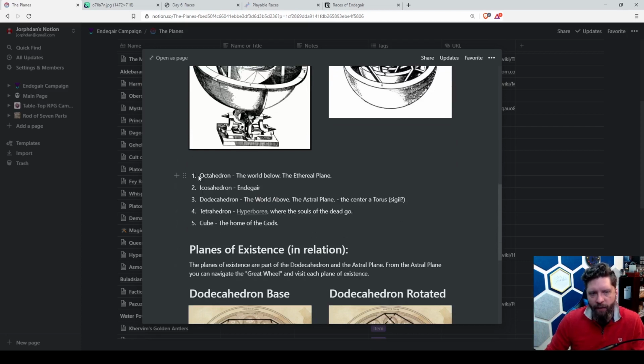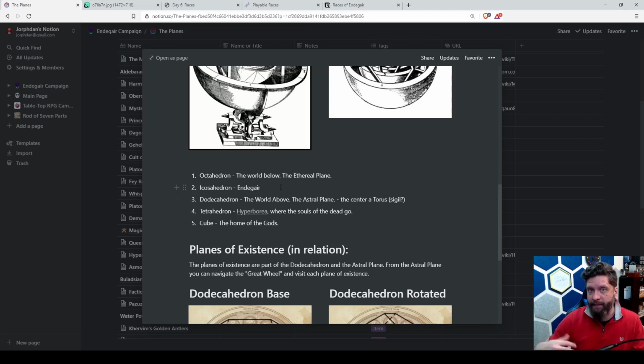I liked this idea and wanted to use it, so I kind of plotted them out, and I was like, okay, the octahedron is going to be the world below, or the ethereal plane. That's that sub world that you can kind of get into, but you don't really understand it, and it kind of makes sense that might be where ghosts go, because if they don't want to leave and ascend, they go down and they remain, but they're not on the physical world. They're in the ethereal. So that's the octahedron, the world below.